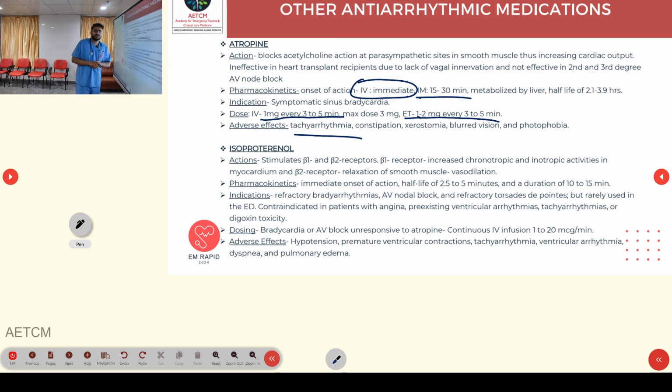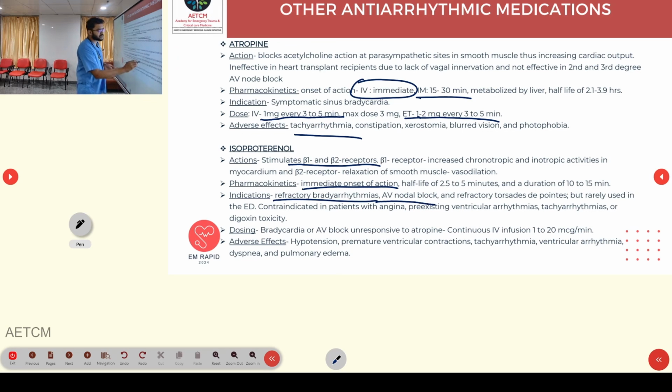And another less commonly used agent is isoproterenol. It stimulates the beta 1 and beta 2 receptors and increases the chronotropic and inotropic activities, and also causes vasodilatation through the beta 2 action. It has an immediate onset of action, half-life around 2.5 to 5 minutes, duration around 10 to 15 minutes, and it's used for refractory bradyarrhythmias, AV nodal blocks, and refractory torsades de pointes.